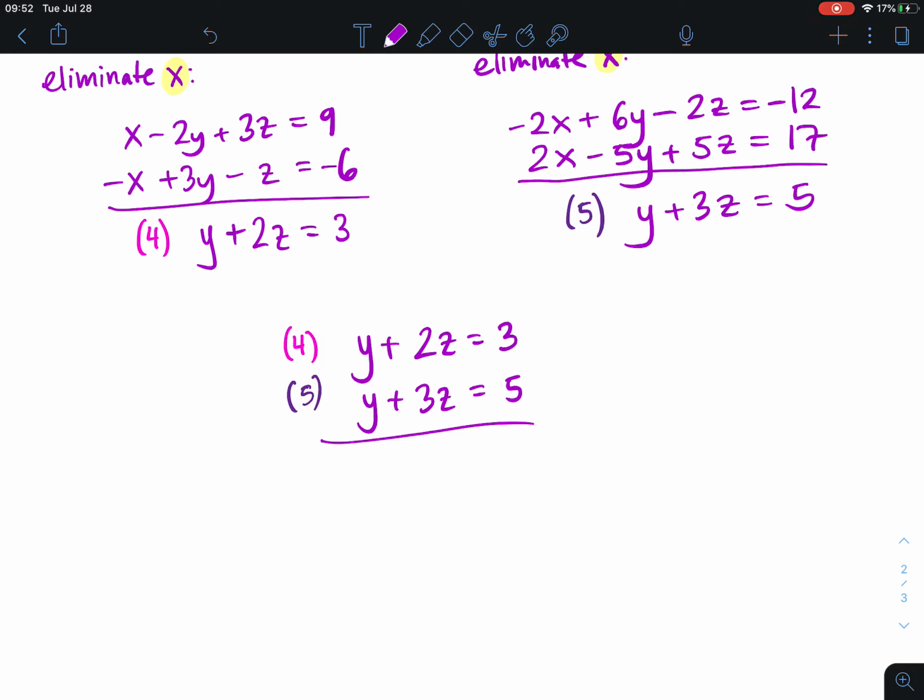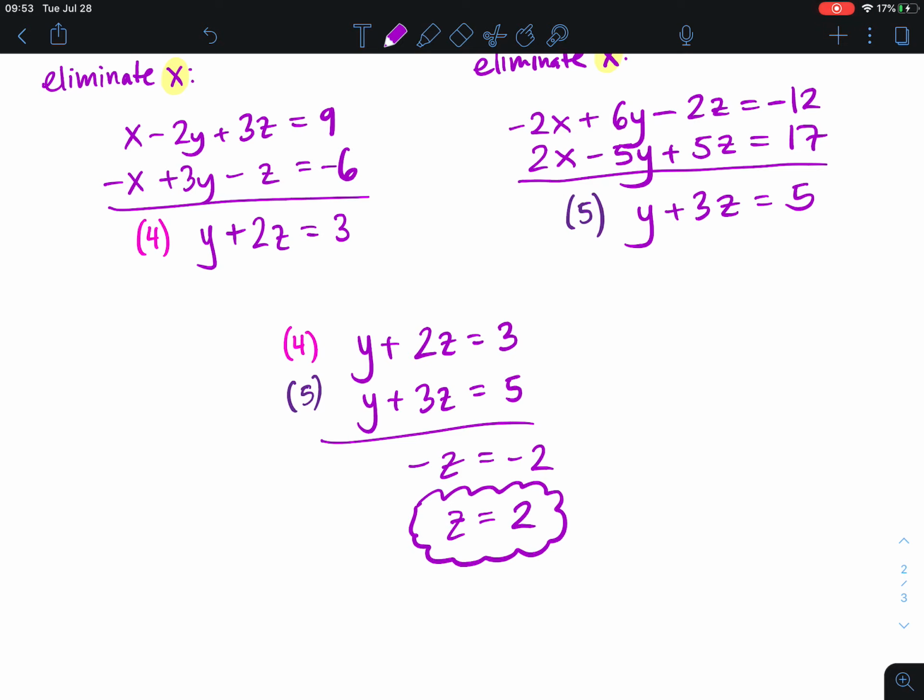So if I take y minus y, again I get no y's. 2z minus 3z gives me a negative z. 3 minus 5 gives me a negative 2. So quickly dividing both sides by negative 1, we obtain a solution for z, which is just 2. Sweet. So as soon as you get one solution, things get to unpack pretty nicely from there.